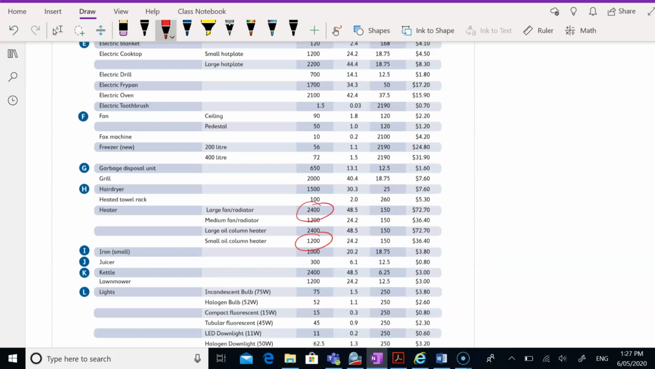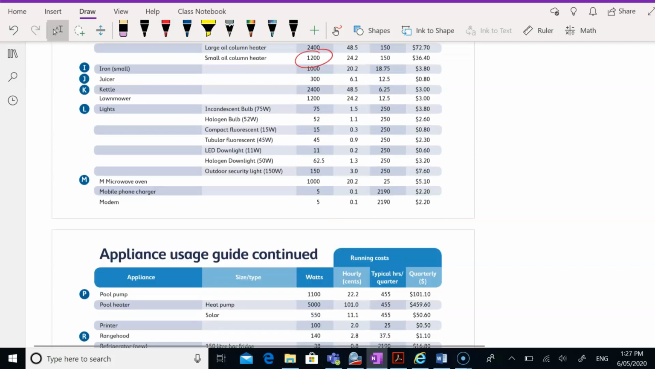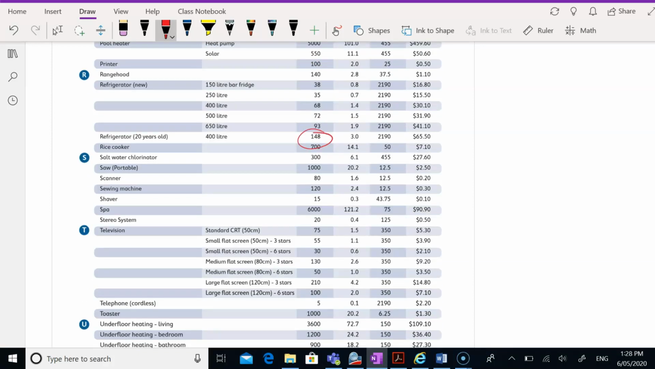Look at heaters. A 1200 watt heater would have a running cost of around about $36 a quarter, twice that for a larger model. Now we can compare different kinds of light bulbs. This is one thing that we've made big gains in of recent years. The energy efficiency of light bulbs has increased significantly. Another thing we can compare here is the energy usage of refrigerators. Comparing one of 20 years ago with one of the same size, a more current or a new refrigerator, we can see that the energy usage or power usage is approximately halved.